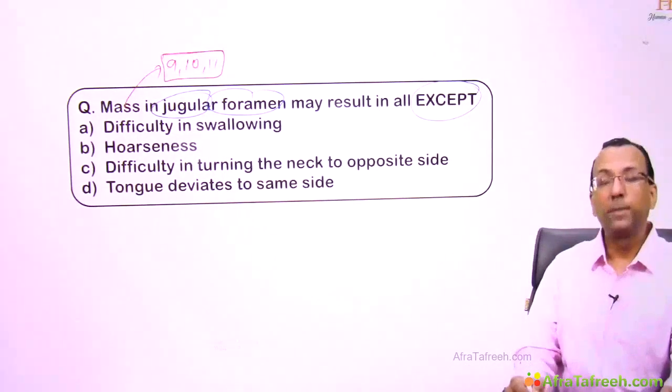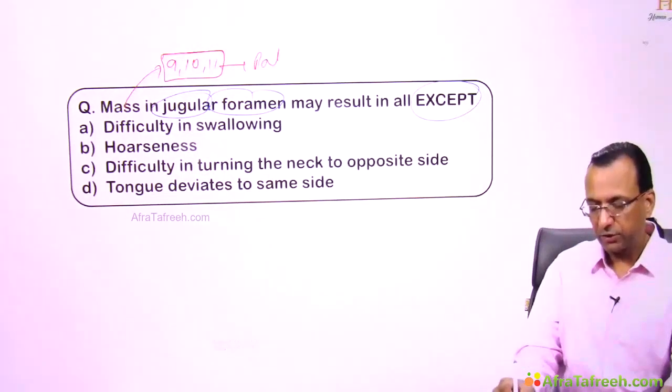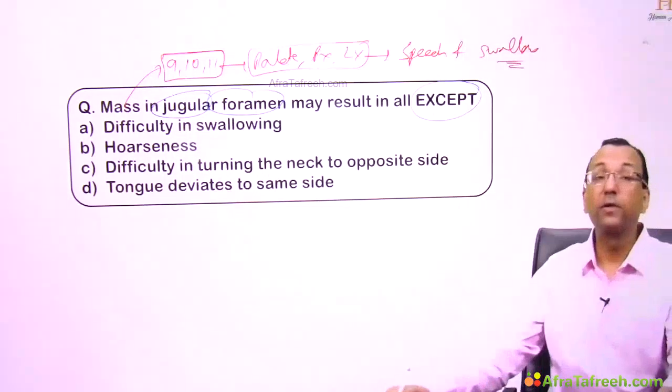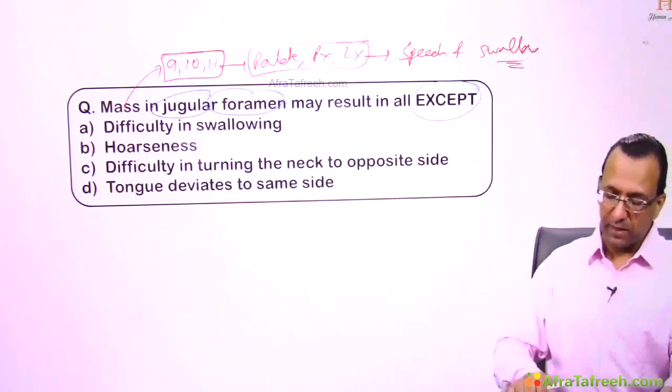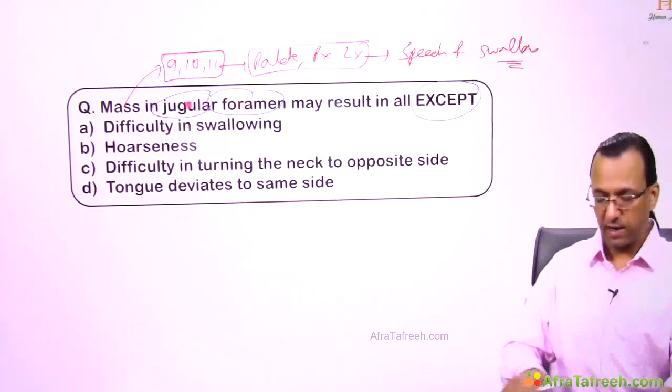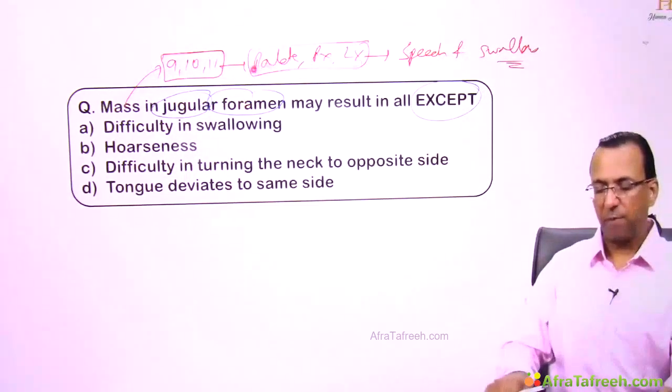So, supplying the muscles of palate, pharynx, larynx. So they are the muscles for speech and swallowing. So you can understand what will happen. There will be difficulty in speech and swallowing. See, if there is a mass in jugular foramen, the number 9, 10, 11 is involved and muscles of palate, pharynx, larynx compromised. So, difficulty in speech and swallowing.